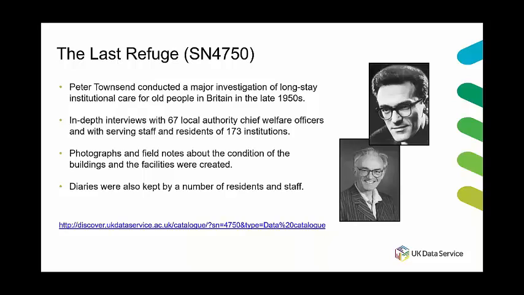So what I'm going to do now is give a quick whirlwind tour of the three collections that we hold and just tell you a little bit more about what they've done and how they've been used. So the first is Last Refuge. I've put in the SN, which might seem a little esoteric to you if you're new to the UK Data Service, but all of our collections have a study number that's associated with it. It's a unique identifier for that particular collection.